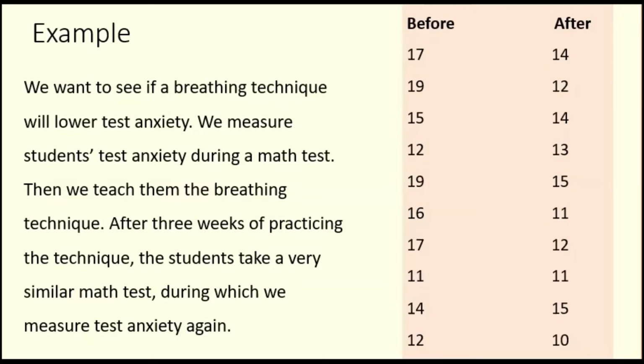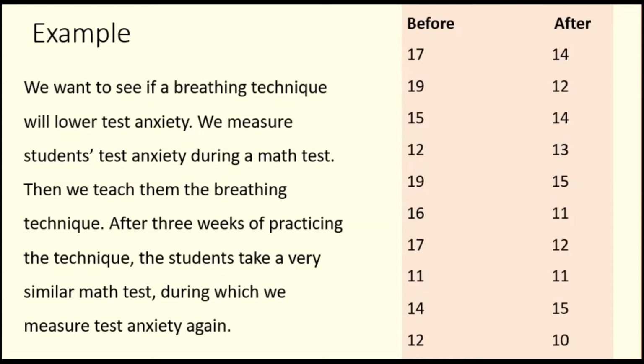If there is no effect of our manipulation, if we assume that the null hypothesis is correct and we think about what that comparison distribution would look like. If the null hypothesis is true, it means that there's no change. Our breathing technique had no effect. It didn't change anxiety scores. And so that means that our difference score would be 0.